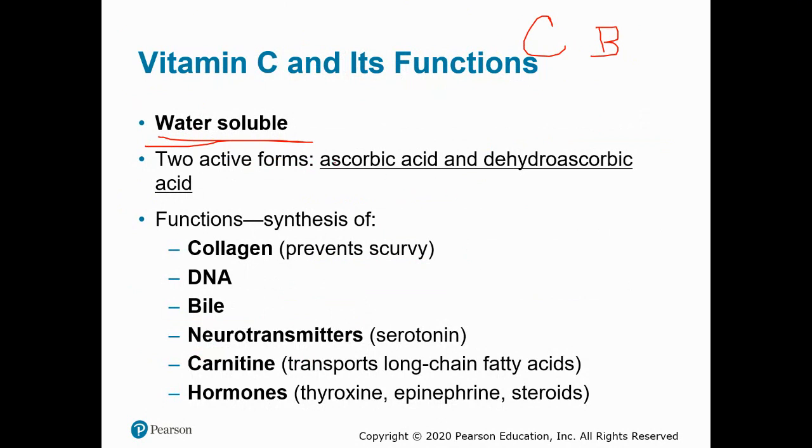So vitamin C also has two common forms, two active forms, ascorbic acid and dehydroascorbic acid. You might commonly see ascorbic acid in some of your packaged foods. It can definitely be used as a preservative. Vitamin C has lots of jobs in the body. We talk about it here as an antioxidant, but vitamin C is actually really critical for collagen synthesis.